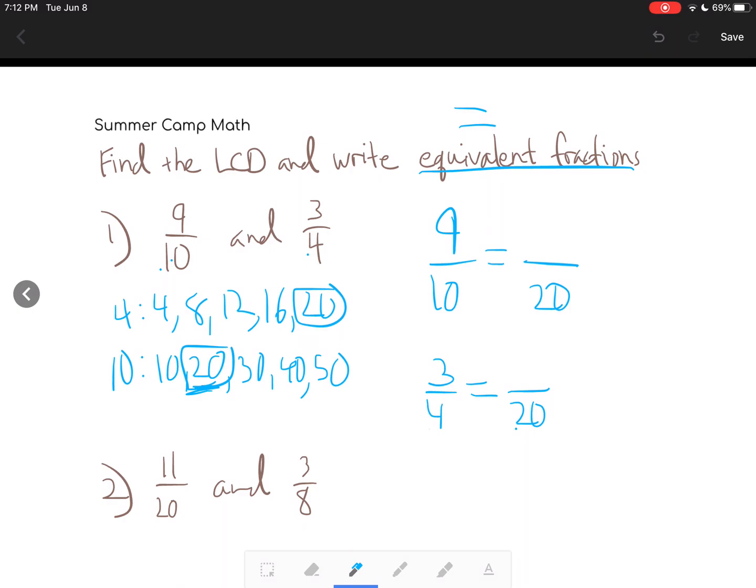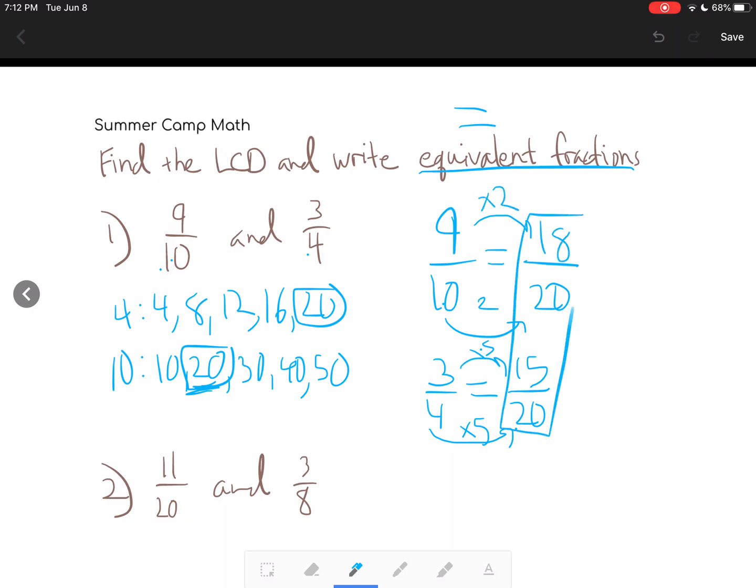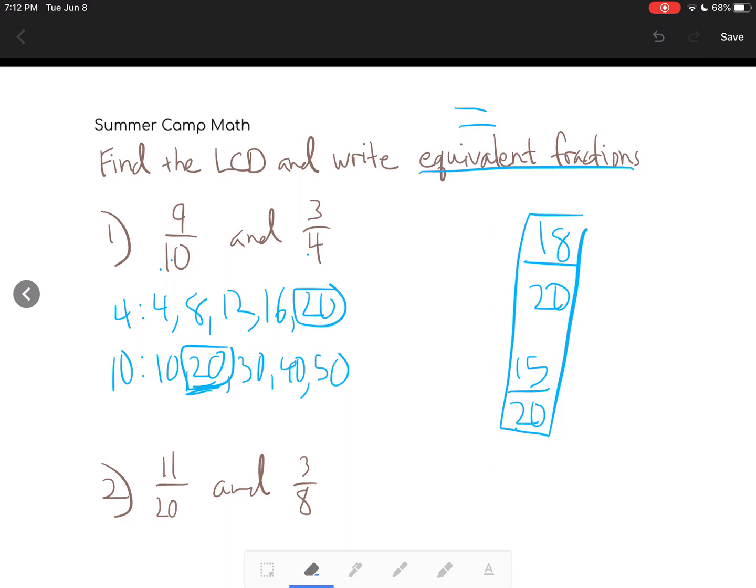All right, now I got to ask myself, what do I need to multiply this by to get that? And so here, I'd multiply by 5, and I'm going to do the same thing up here, times by 5, and I'll get 15. Same thing, what do I need to multiply 10 by to get 20? 2. So I'll times by 2, and I'll get 18. And so these are my equivalent fractions. This is really what we're going to need, 15 over 20 and 18 over 20. Then maybe I do some addition or subtraction with it.